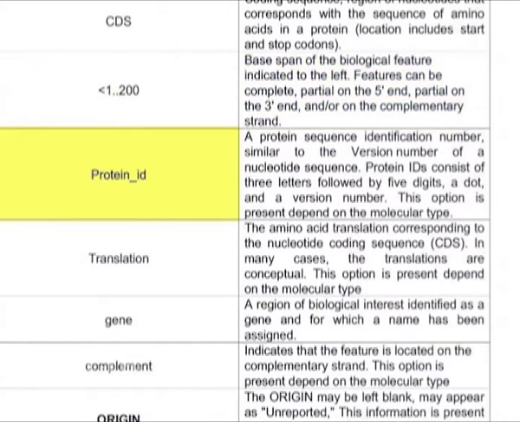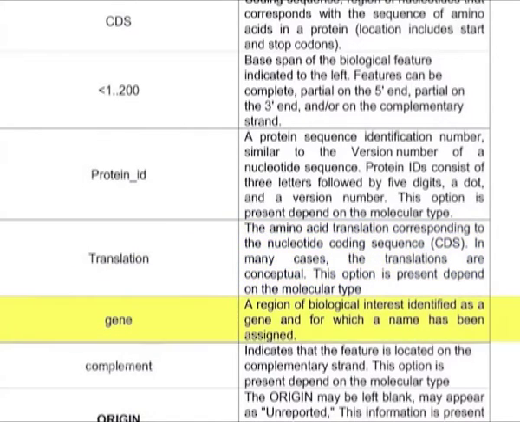The next field is protein ID, which describes a protein sequence identification number similar to the version number of a nucleotide sequence. Protein IDs consist of 3 letters followed by 5 digits, a dot and a version number. The next field is translation. The amino acid translation corresponding to the nucleotide coding sequence or CDS. In many cases, the translations are conceptual.